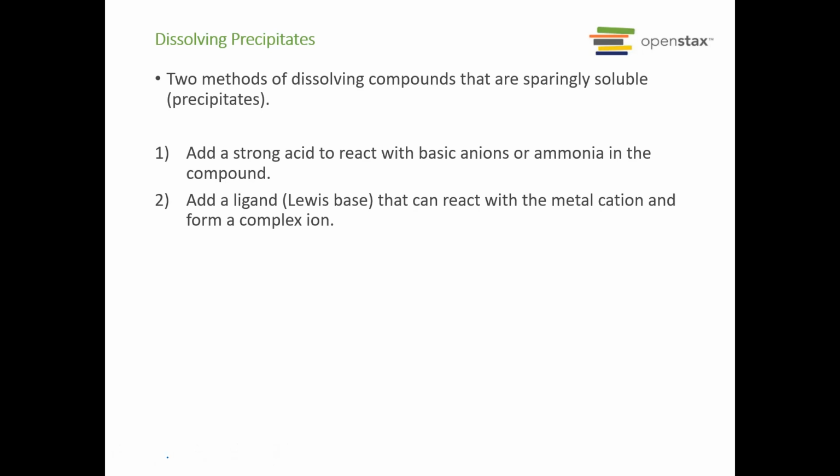So there's a couple of ways that we can deal with things that are sparingly soluble, and we talked a little bit about this in an earlier chapter. Sometimes we can use a strong acid if we have something that would be more soluble in acid, something like a basic anion or ammonia in the compound. We can use a strong acid to help dissolve whatever our compound is. Sometimes if we have a metal cation, we can add a Lewis base which functions as a ligand, and we can form a complex ion. So let's look at a couple of these cases here.